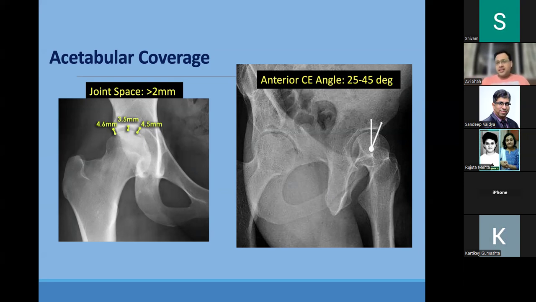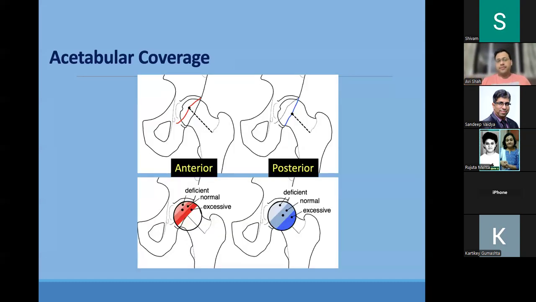The anterior center edge angle is seen on the false profile view. The problem is it is not easy, and even when we are doing corrections, it doesn't really help us much. So I don't really use it that often. But if you are getting a false profile view, you can draw the anterior CE angle, and it tells you the amount of anterior coverage that is present over the femoral head.